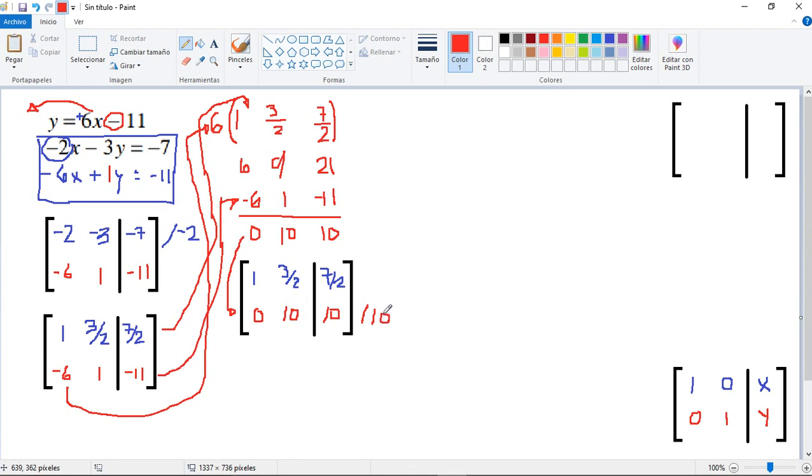Okay? And let me put it right here. So 0 divided by 10 equals 0. 10 divided by 10 equals 1. And 10 divided by 10 equals 1. And the other row, we're just going to copy it exactly as it is.